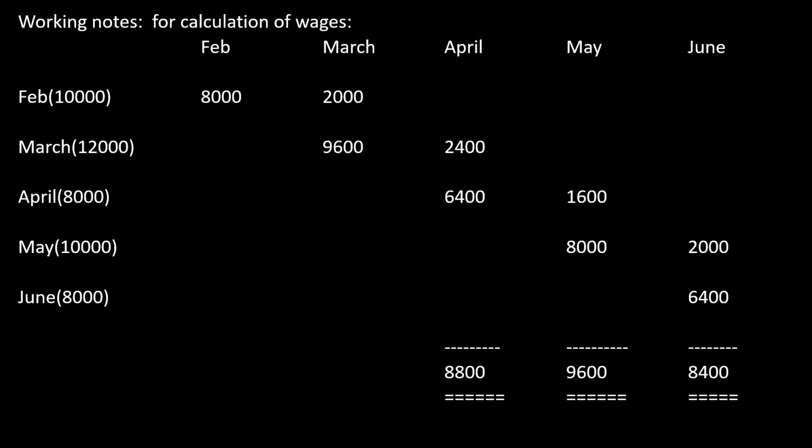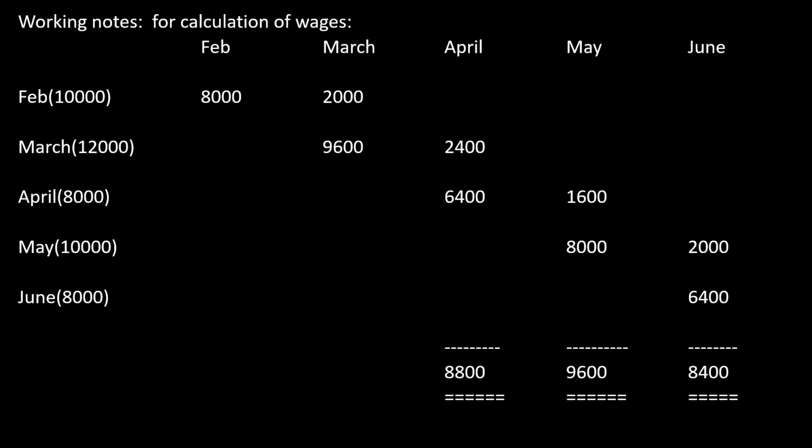Now you can see the wages calculation, the same way: February, March, April, May, June in the columns and the rows as well. Then the problem says 80% in the same month and 20% in arrear, which means 8,000 is the same month and 2,000 arrear. The same way, 80% is 9,600 and 20% is 2,400. The same way for 8,000, 80% is 6,400 and 20% is 1,600. So this is how we do it. Then we make the total only for April, May and June. So these are the total wages required for April, May and June.